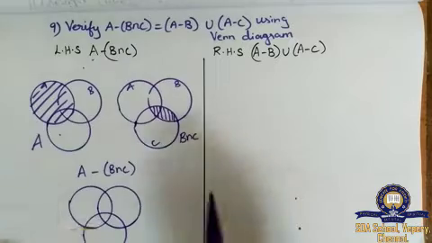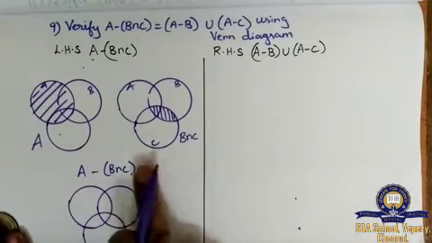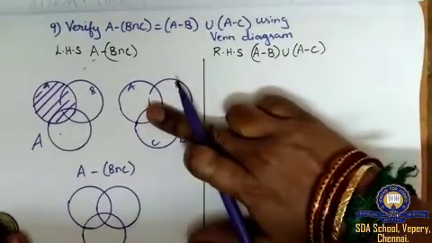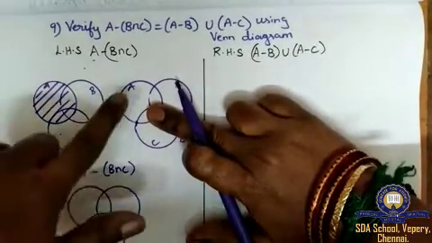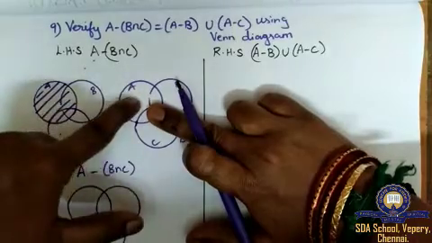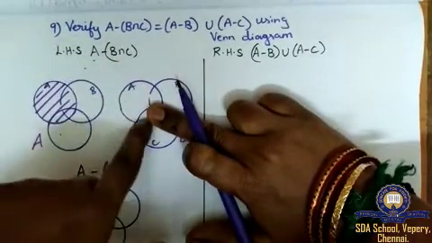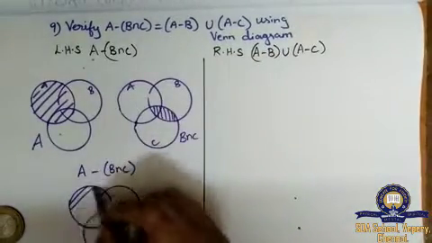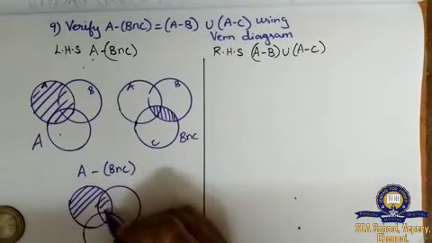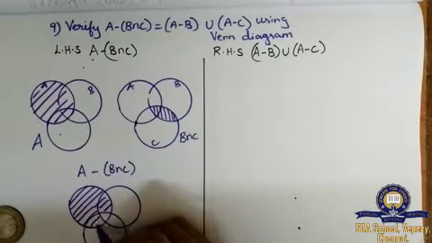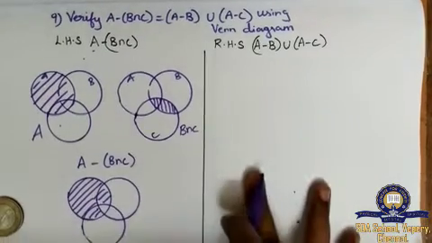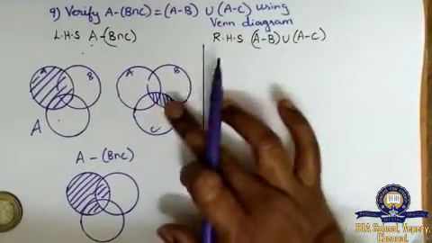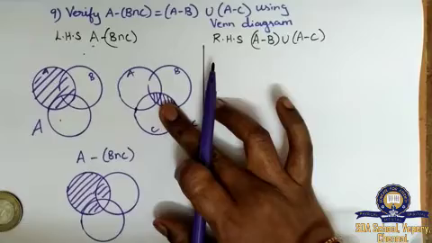See? A minus B intersection C means what? We have to leave the B intersection C part, and we have to draw the A part alone. This one is the A part. This is the A part. This is the A part. We have to leave this B intersection C part. I think you all understood. If any doubts, clarify with me using your mobile phone WhatsApp group. A I have drawn. Then with the help of the B and C circles, I have drawn B intersection C.